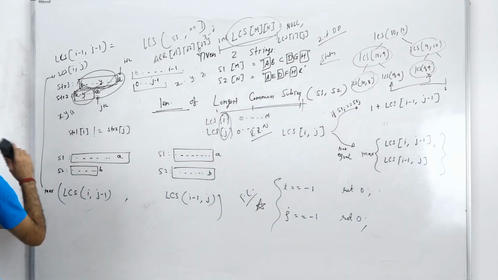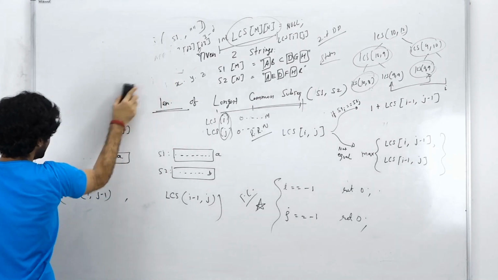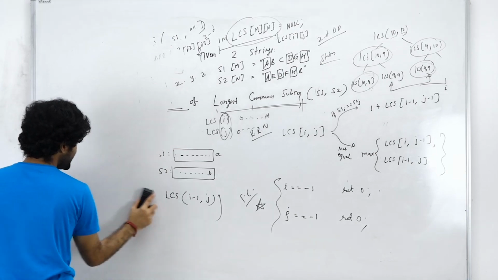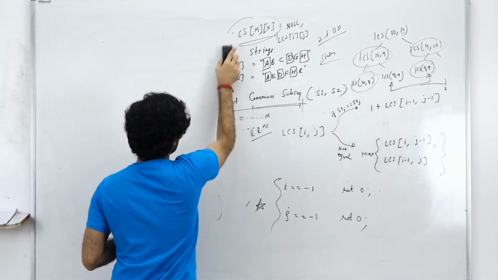Cool. So now I can very easily write the recursive code of this thing that I have explained, and along with the recursion I can memoize it. The moment I do that, it will be a top-down DP. Okay.